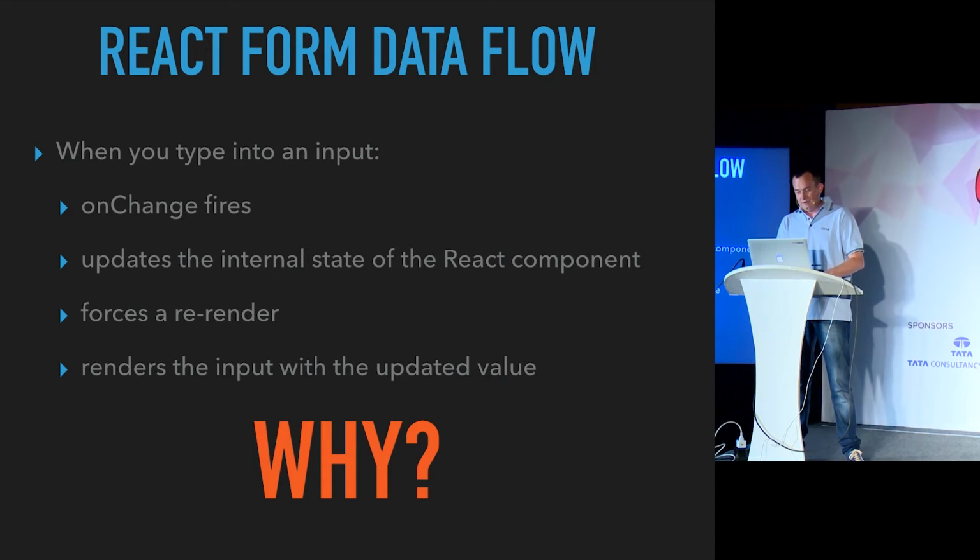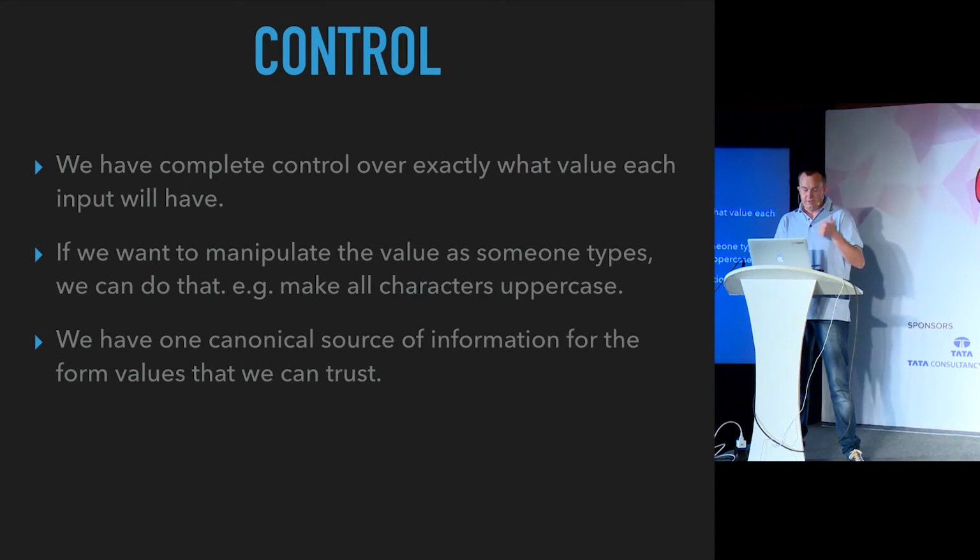And the answer is control. We have complete control over exactly which value the input will have. If we want to manipulate the value as it's being typed, we can, because the value is passing through our code. And most importantly, we have one canonical source of information for the form values that we can trust, that we know that these are the values.